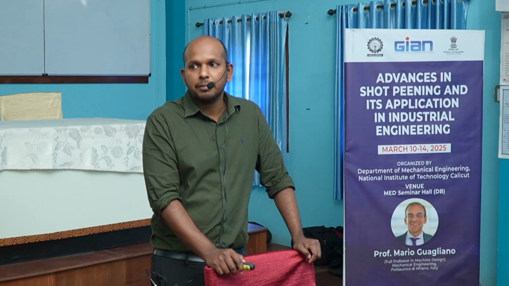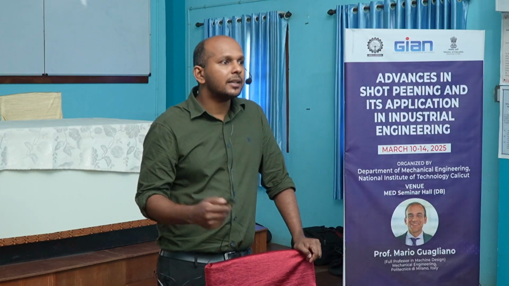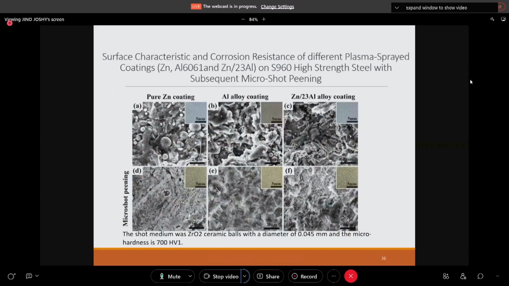So rather than thinking of doing a single coating, it is always better to go for some duplex treatment. That means we can combine two or three different methods, or two different methods, and we can produce a better engineering component than the existing component. Actually that is a very good innovation. So we can use this shot peening operation as a pre-treatment for many more coating operations.